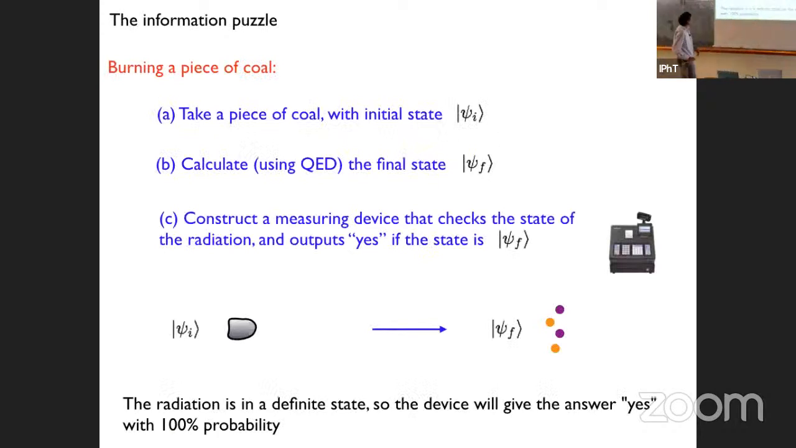So, this is the information puzzle. You burn a piece of coal. You take a piece of coal with some initial state psi I. Using QED and all the things you know about atoms and electrons, you can calculate the final state psi f. In principle that is difficult, but we can do it. The coal evaporates and becomes radiation, and then we can make a measuring device which checks if the final state is indeed psi f. Since coal is a normal object, if we check whether the state is psi f, we get the answer yes with 100% probability. So this is quantum mechanics 101, which you learned in high school.